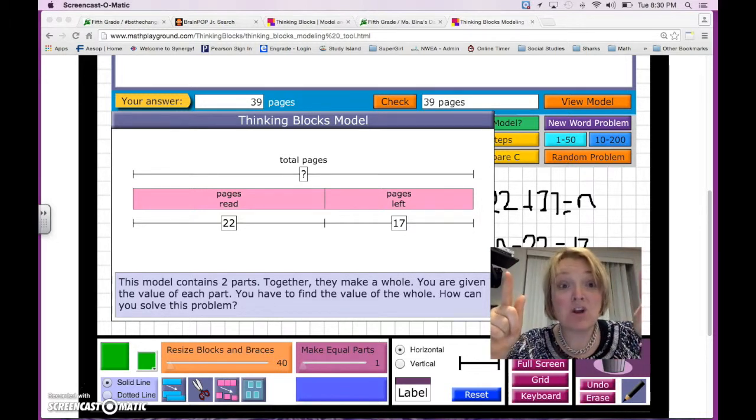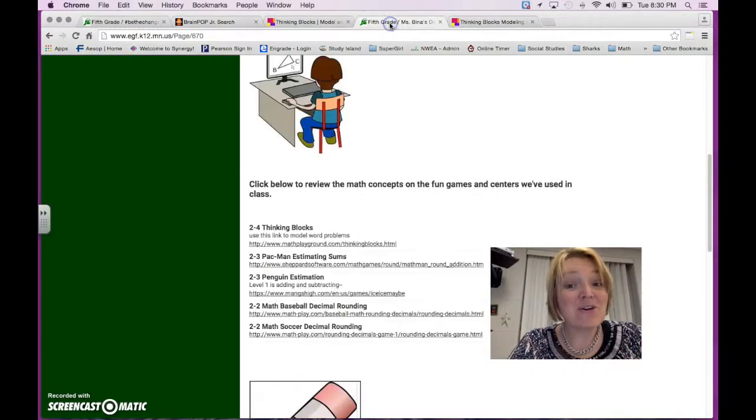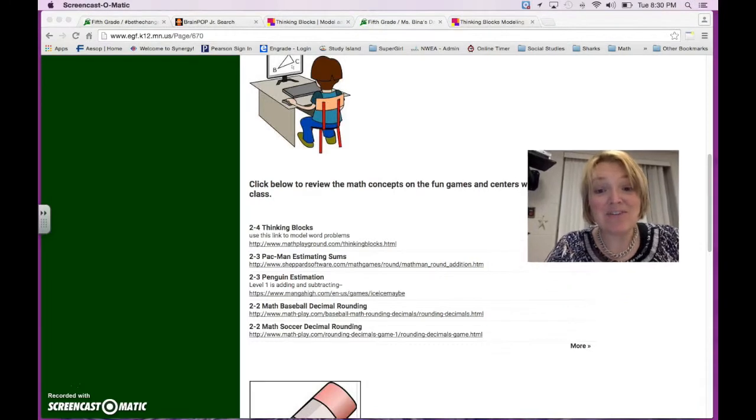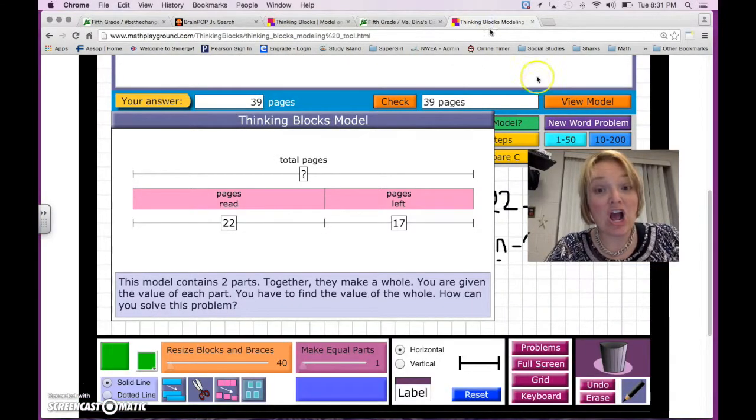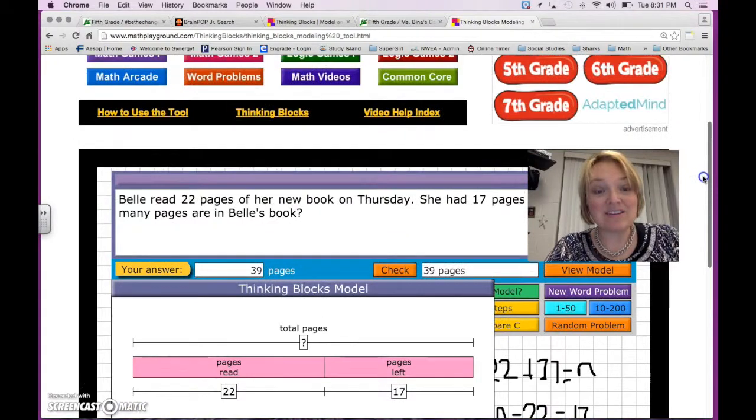Again, mathplayground.com is awesome. They're called Thinking Blocks Model, or you can just go right on my website and go to 24 and click on it. Easy peasy, lemon squeezy. It's like a bonus, but not quite. So check it out. Make problem solving fun. I know it's not always the most fun to solve word problems, but it is with our thinking blocks.